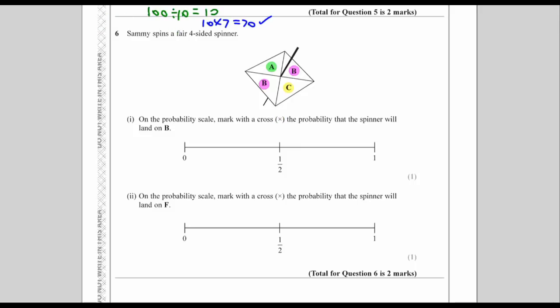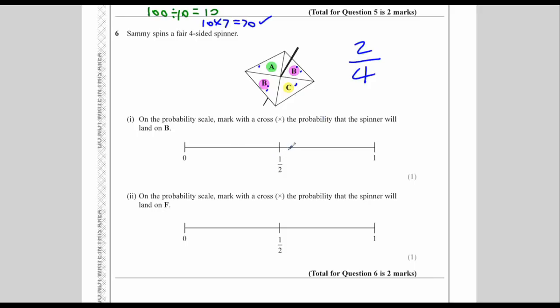Let's think about our options. How many options are there? 1, 2, 3, 4 options. How many of those options are B? 1, 2. So the probability is 2 out of 4.